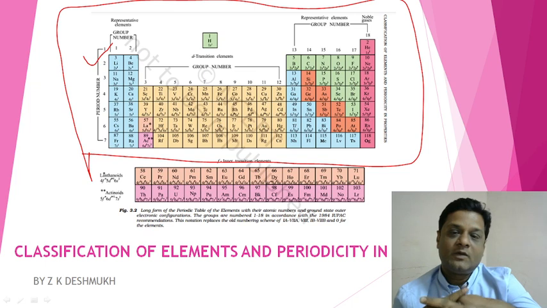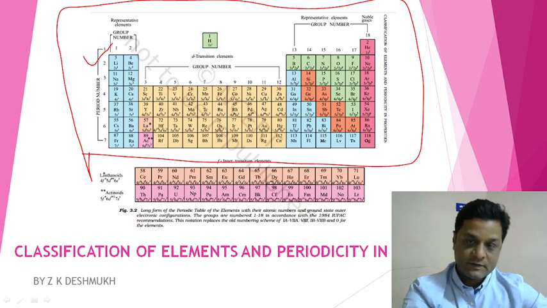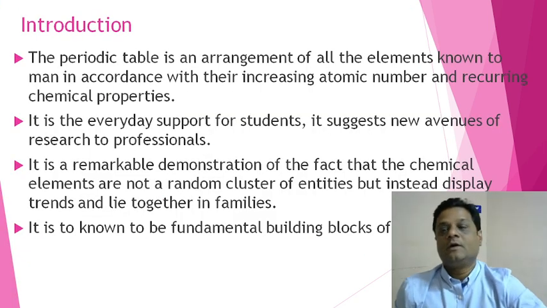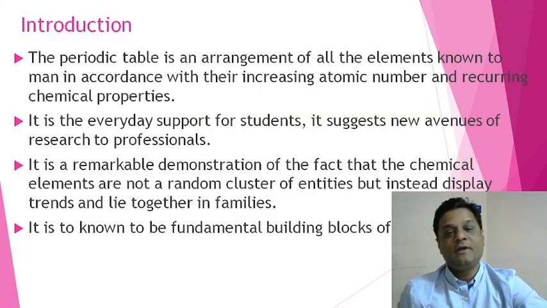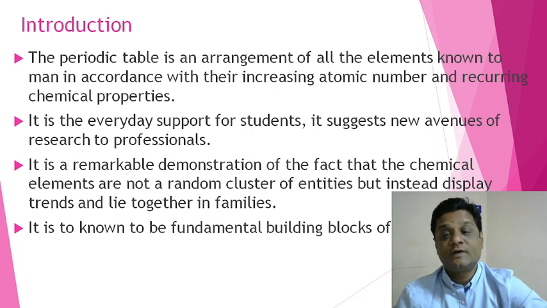Okay. Now what is the use of this? It is a basis for studying chemistry. Now, how were the elements placed? So we can see what the periodic table is. It is an arrangement of all the elements known to man with their increasing atomic number and chemical properties. Okay, it is a very basic thing and it is very useful for students and researchers also.